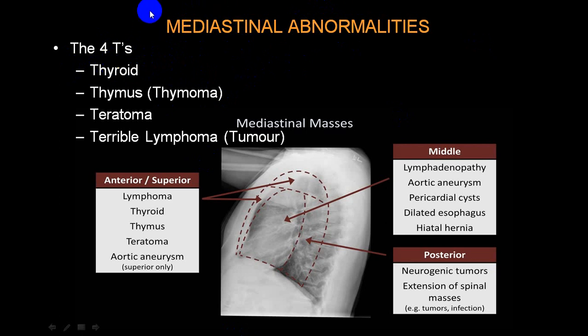Sometimes even a thyroid gland goiter, which is there in the neck, can extend into the superior mediastinum. Thymus, teratomas, and terrible lymphomas, particularly we call them mediastinal tumors, and these can be primary, like lymphoid tissue disorders, Hodgkin's, or secondary metastasis.